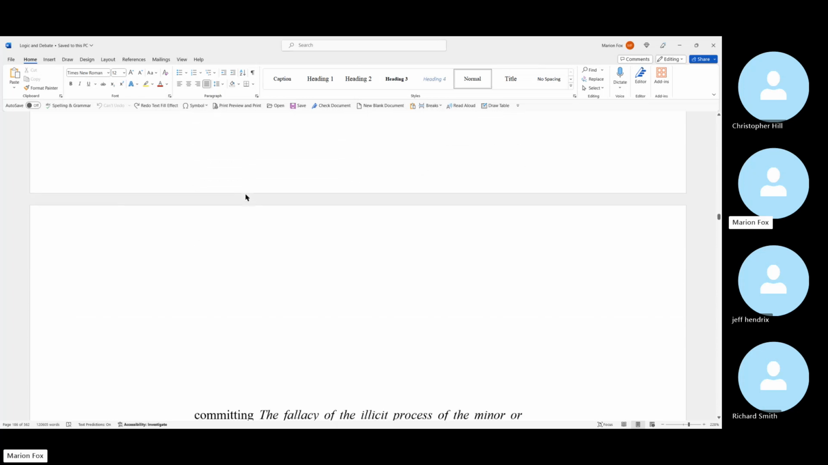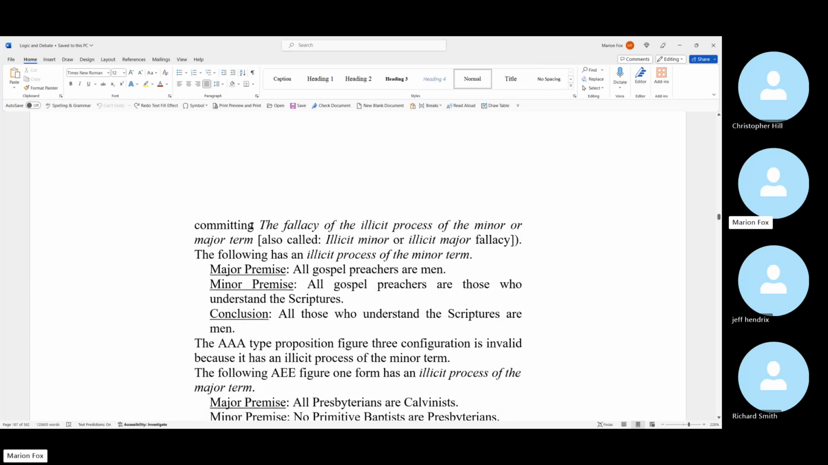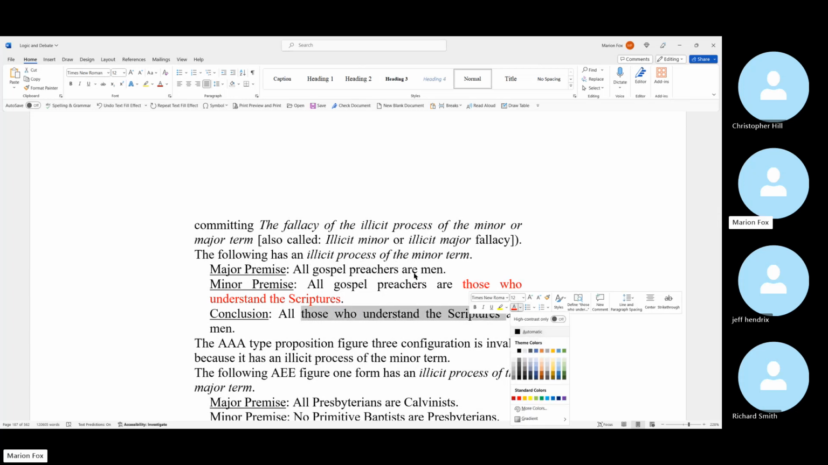And so right here, your minor term is gospel preachers. All right, your middle term is gospel preachers. Your minor term is those who understand the scriptures. So I'll make it red so you can highlight and see it. All right. And now we have here those who understand the scriptures. And that right there. There we have it.